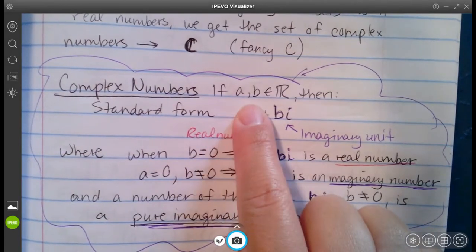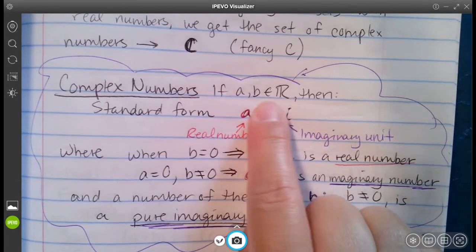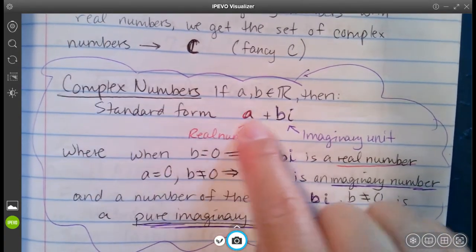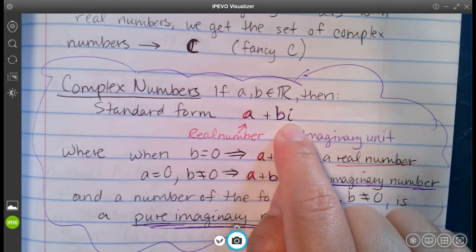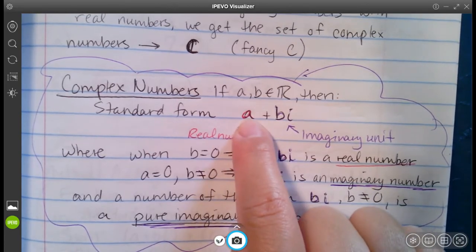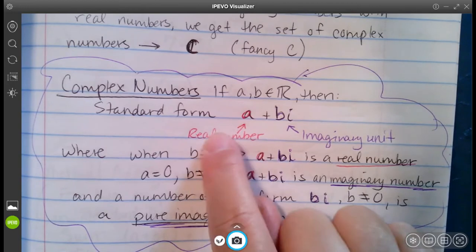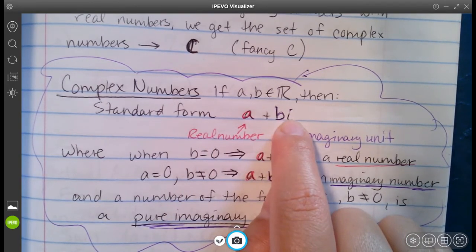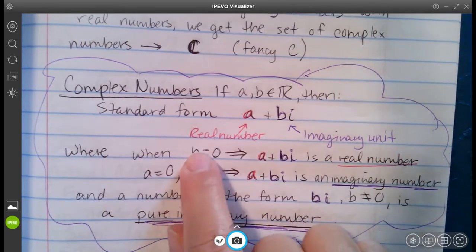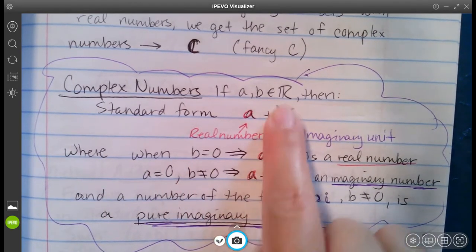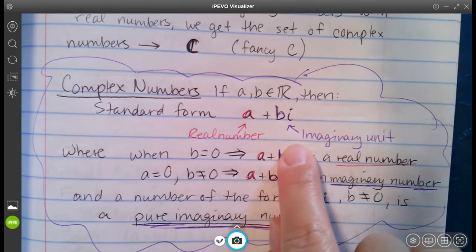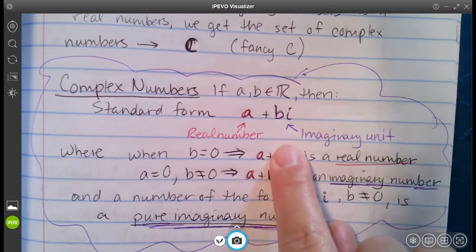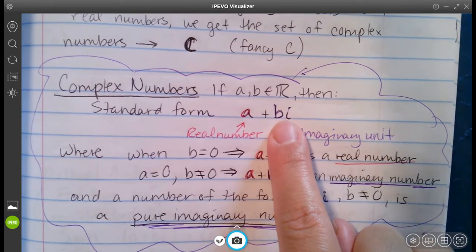If a and b are real numbers, then the standard form of a complex number is going to look like this: a plus bi, where the a, the number that doesn't have an i with it, is our real number, and then this b goes with the imaginary number. We have a few cases. When b is equal to 0, it's pretty much gone, so it would be just the a. This would just be a real number, because there's no imaginary part, since 0 times anything is just 0.